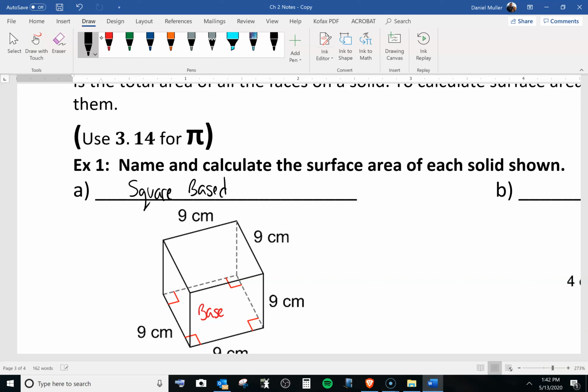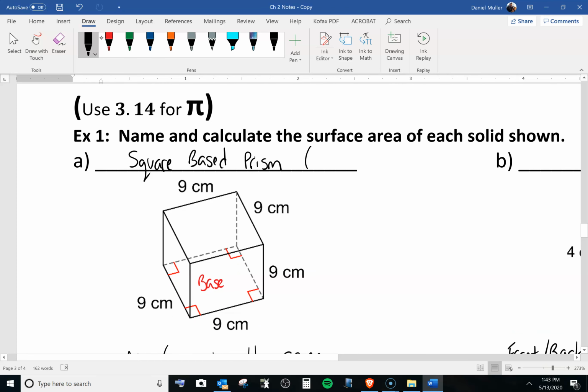And if it comes to a point, it's a pyramid. And if it just goes straight up to the exact same shape, it's a prism. So the bottom is a square, it goes up to the top, and the top is also a square. So it's a prism. It doesn't come up to a point. So it's a square-based prism. And I'll put in here just a cube.